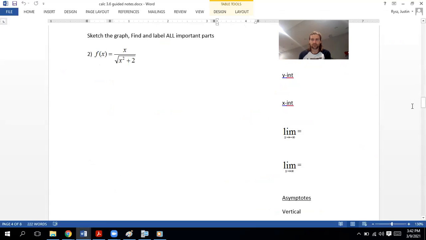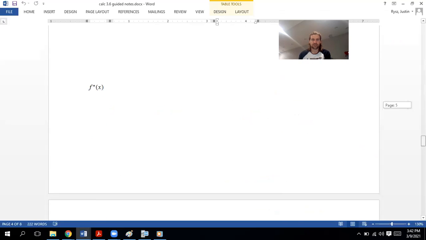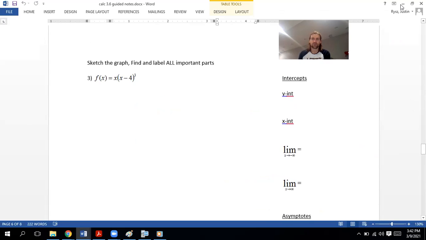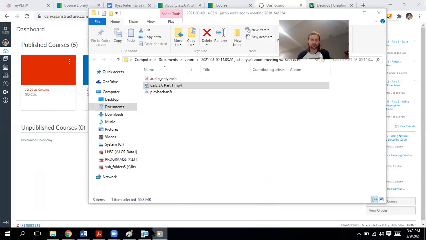Oop, let me go through, I got to change my screen share here. All right, so let's do the next one. All right, x times x minus 4 to the third power. So here's the equation. X times x minus 4 to the third power.